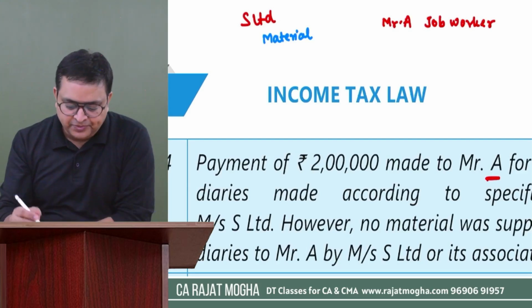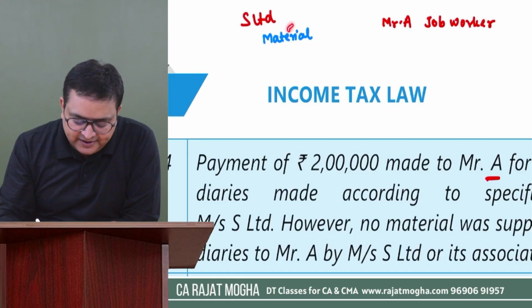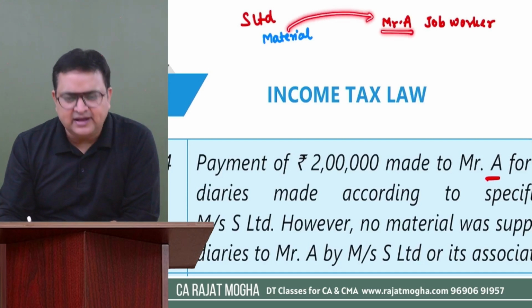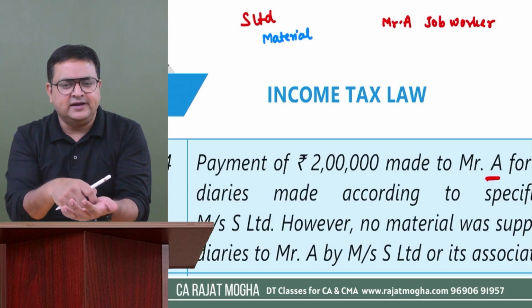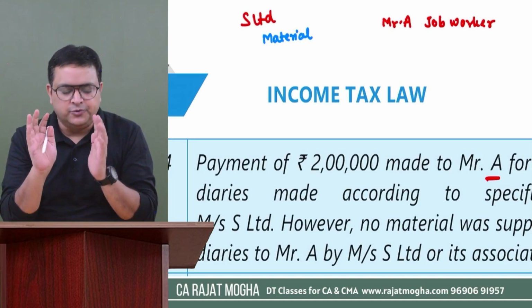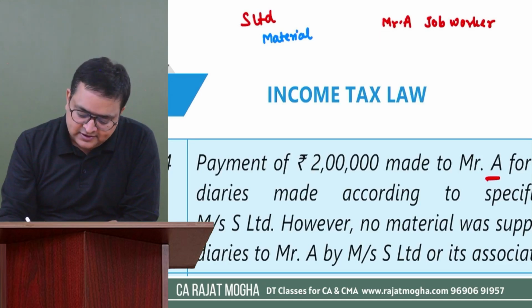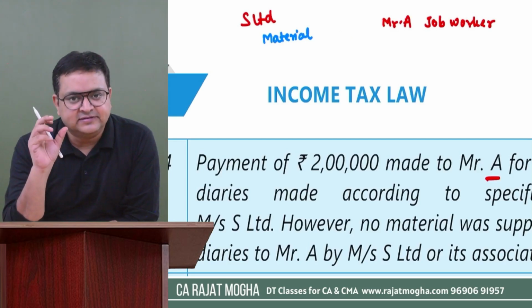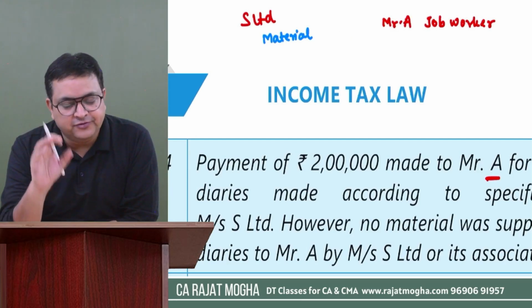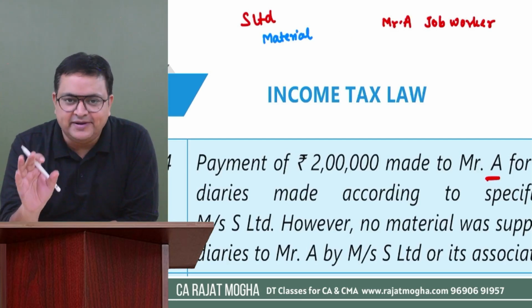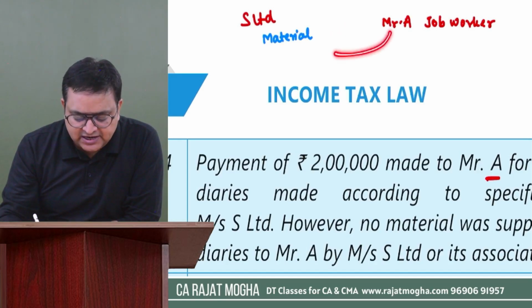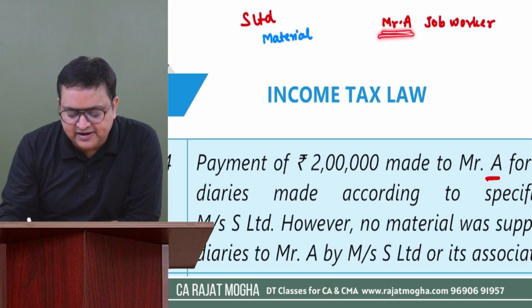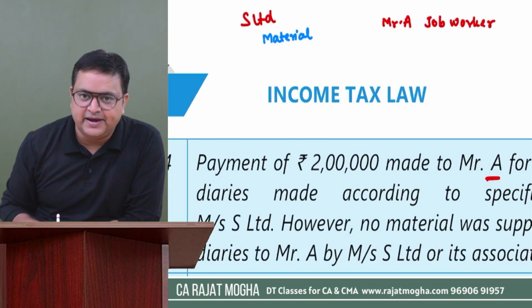The answer is yes. See, if S Limited is supplying a material to Mr. A and they are saying, go and print our logo on each of our diary, it's a plain diary, go and print our logo, so this is a job work. It is covered under the definition of work, and 194C would be applicable. Getting it? So we have to deduct TDS. Whatever he will charge, we are going to deduct TDS because he is an individual. So 1% TDS will apply.